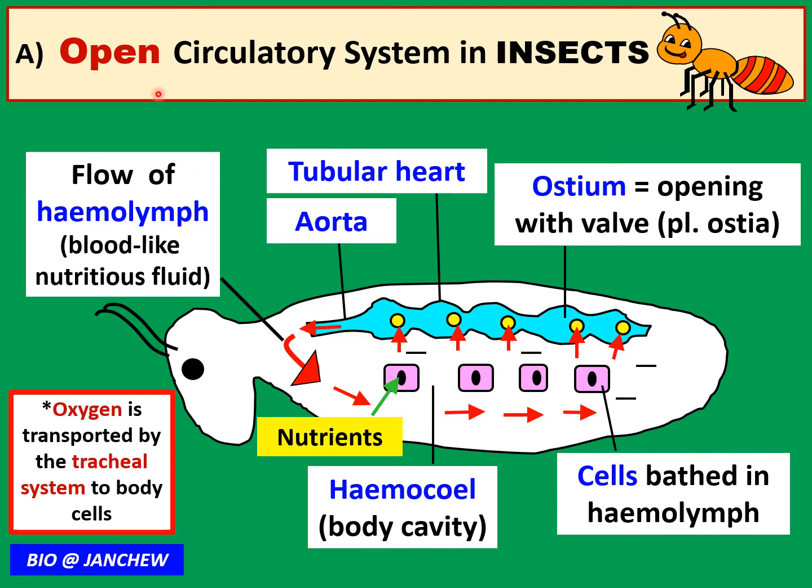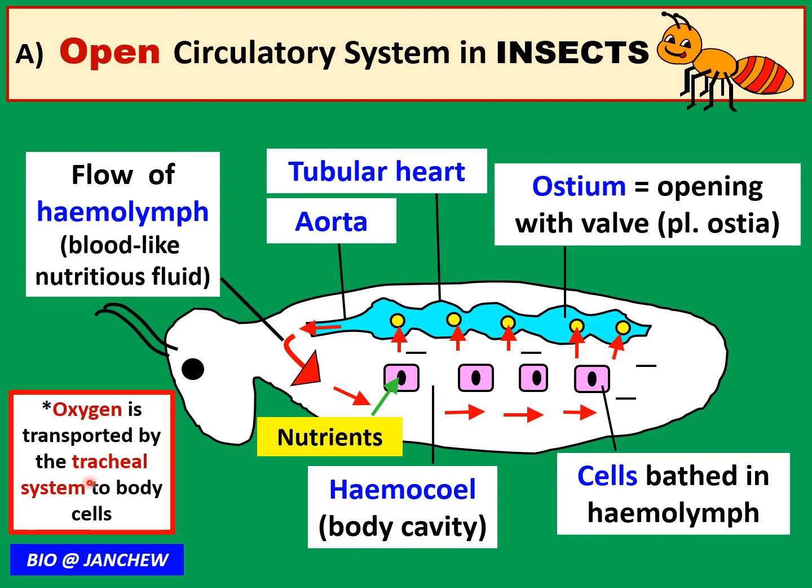In the open circulatory system, the fluid that circulates in the body of the organism is not called blood, it's called haemolymph. And so haemolymph is a blood-like nutritious fluid, meaning it contains the nutrients and also hormones that will be transported to the body cells, for the body cells to receive the nutrients. Now, haemolymph transports nutrients and hormones, but not oxygen. Oxygen is transported by the tracheal system to the body cells in the insects, as you may recall from the chapter on respiration, the previous chapter on respiration.